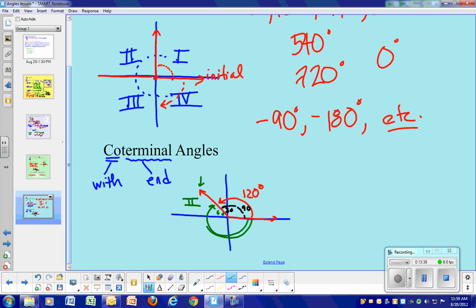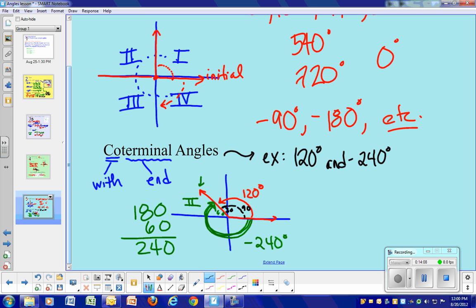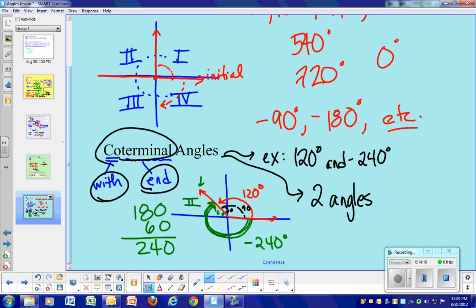And then two 90-degree angles together would make 180 degrees plus 60. Well, 180 plus 60 would be 240. So this green arc that I've drawn represents negative 240 degrees. Remember, it's negative because we went the other direction, the clockwise direction. So an example of coterminal angles would be positive 120 and negative 240. Why are they coterminal? Because they end in the same place, okay? So the definition of coterminal would be two angles that end or have their terminal side in the same place.